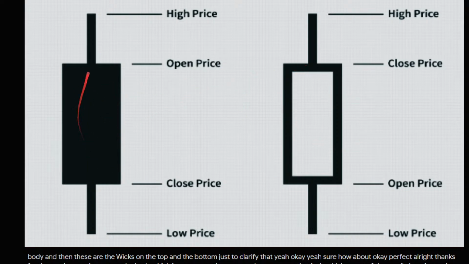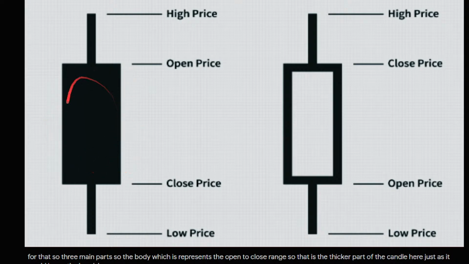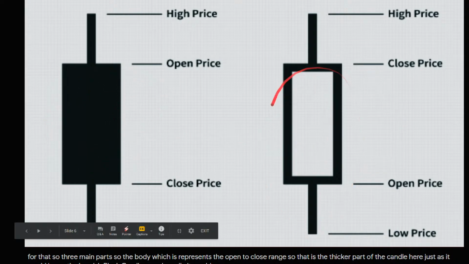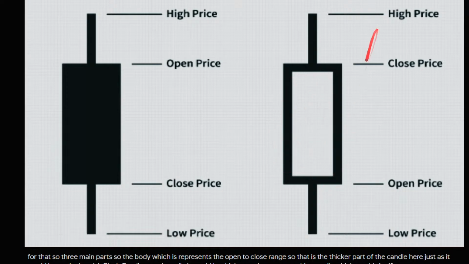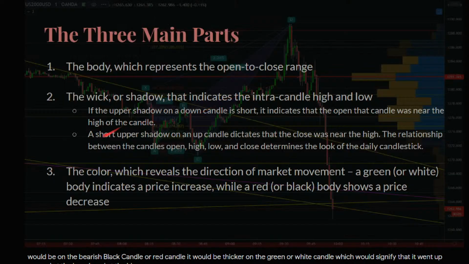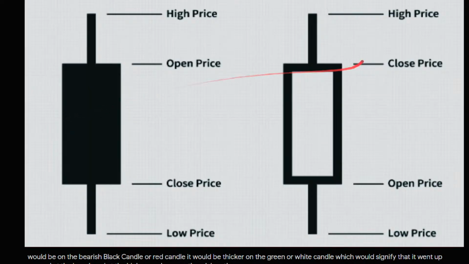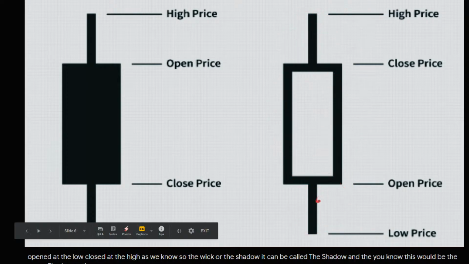Just as it would be on the bearish black candle or red candle, it would be thicker on the green or white candle, which would signify that it went up. Opened at the low, closed at the high, as we know. So the wick or the shadow, it can be called the shadow as well. So the inner body and this would be the upper shadow or the lower shadow.